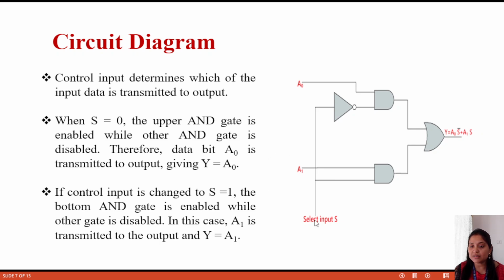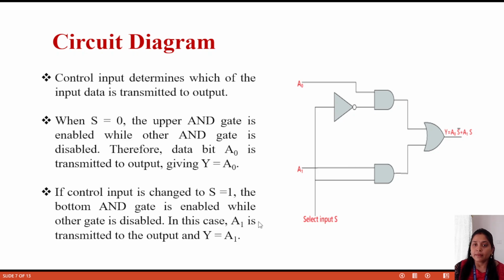When S is equal to 1, then only this AND gate works. At that moment, if S is equal to 1, after passing through the NOT gate it will be 0. If one of the inputs is 0, then the output will be 0. So no output comes from this AND gate. So only when S is equal to 1, A1 will go to the output.